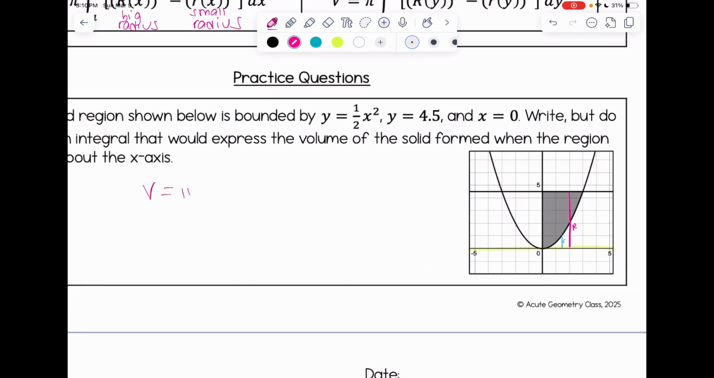Volume equals pi times the integral, and our bounds are going to be 0 and 3. We're going to do the big radius squared. That big radius is 4.5 minus 0, squared, minus the little radius, which is 1/2 x squared minus 0, squared, and then dx. Of course, we can clean this up and get rid of those minus zeros, but I'm just going to leave them in here to show how we were able to figure out the big radius and the little radius. Again, this represents our big radius. This represents our little radius.